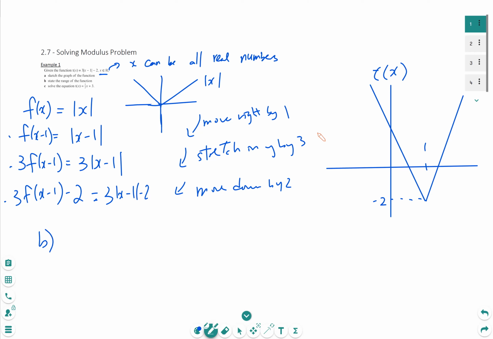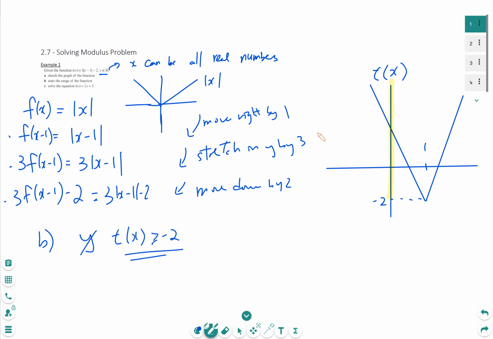Part B. State the range of the function. Now, if you draw a graph, the range will be easier because you can see the range means the y value. Remember, domain and range, D comes before R, so does X come before Y. So range is about the Y value. We can see the range of values go from here all the way up. So the range is t of x is greater or equal to minus 2.